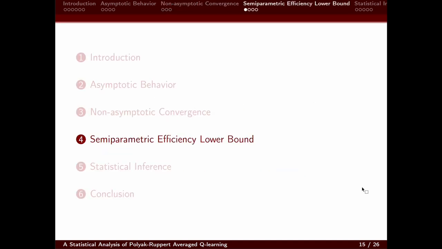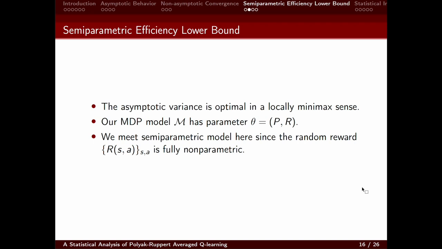Okay, for the second question, our answer is that the asymptotic variance is optimal in a locally minimax sense. However, in order to make this statement explicit, we need some definitions in semi-parametric statistics. Our MDP model has parameters P and R. Here, P is the transition probability. Since we consider discrete action and state spaces, P can be parameterized by S times A distributions on the state space. So it is fully parametric.